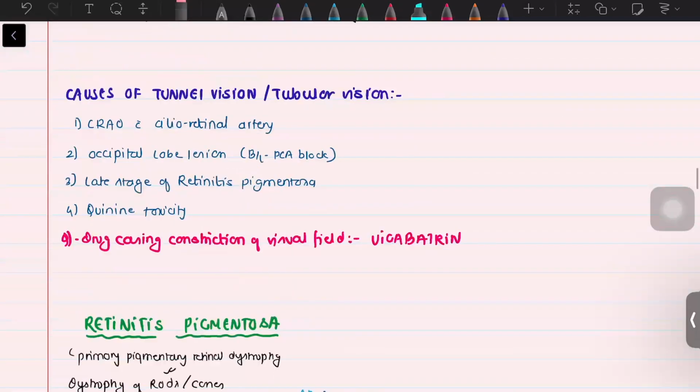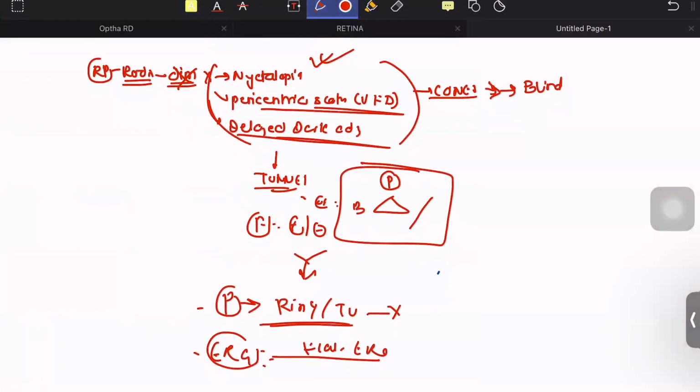So let us summarize a case of retinitis pigmentosa. So let us summarize retinitis pigmentosa. It is usually a person of 60 years old male, or it can even be female.